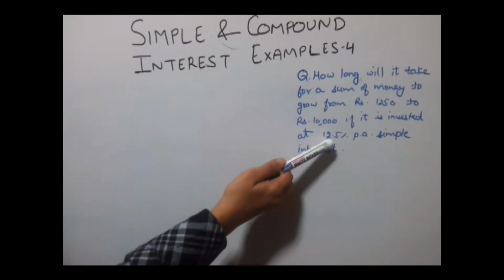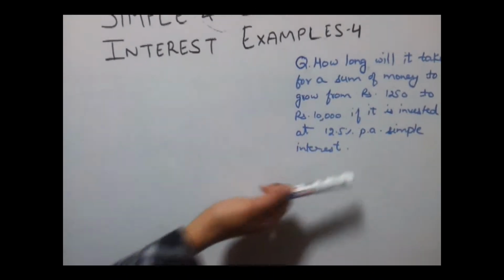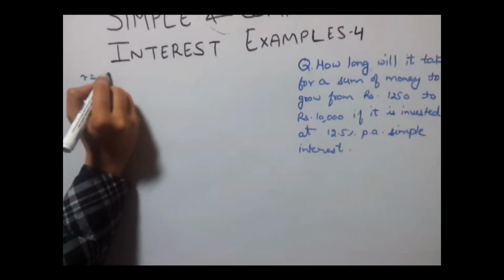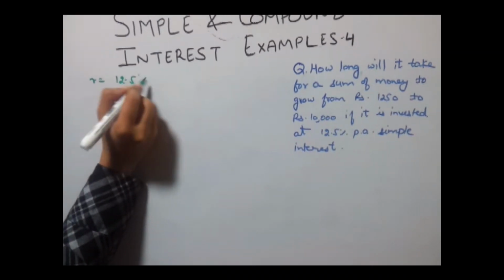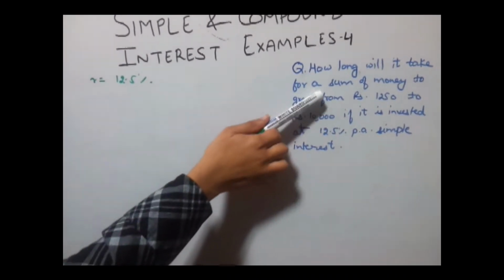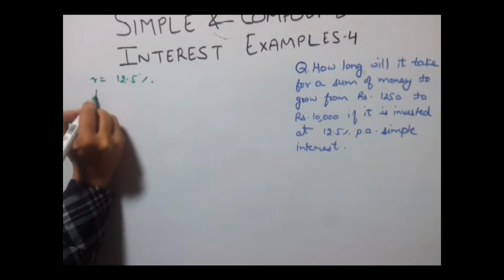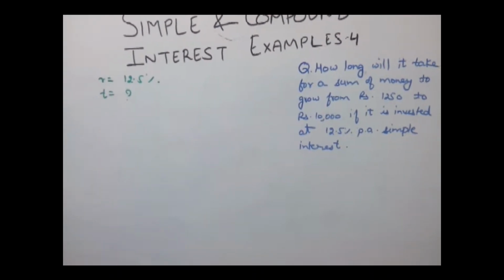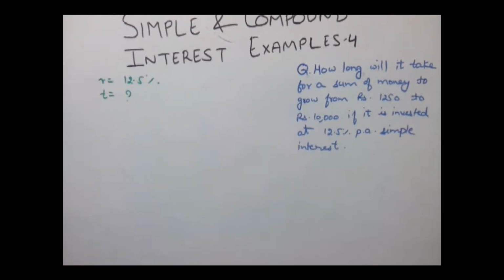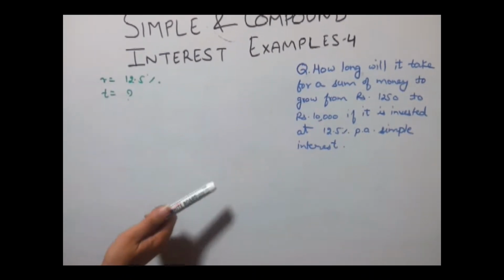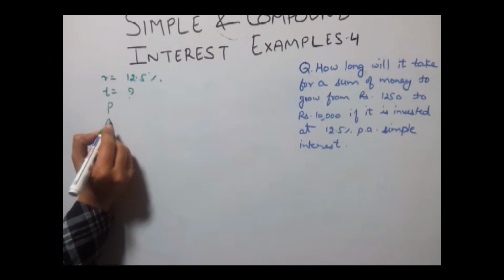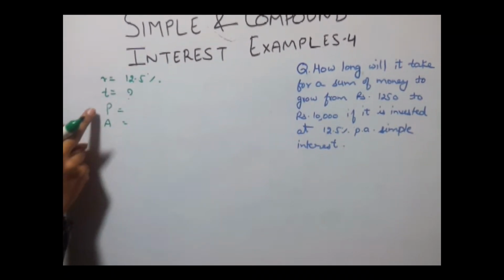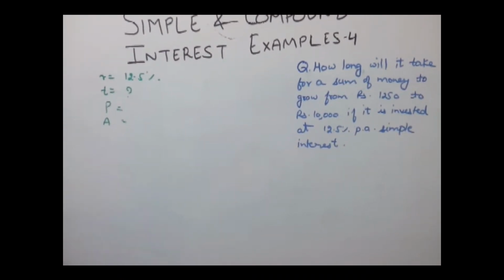Now here we have given that 12.5% is the rate. So our R is 12.5%. Now how long will it take for the sum of the money? That is T is equal to question mark, that we need to find out. Now the main confusion that students face is to find out the value of P and A. That is, what is the value of P and what is the value of A.